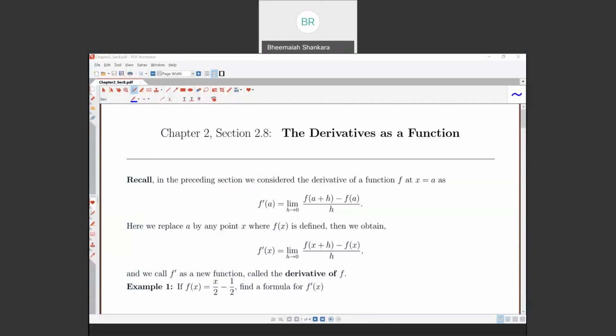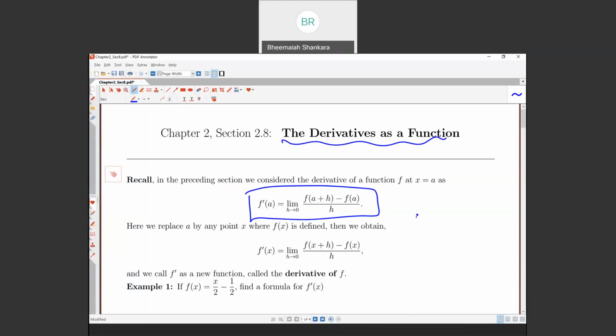In this lecture, we'll learn about the derivative as a function. From the previous section, we know the derivative definition: f prime of a is the limit as h approaches 0 of f of a plus h minus f of a, divided by h.